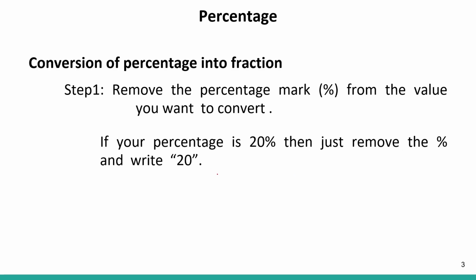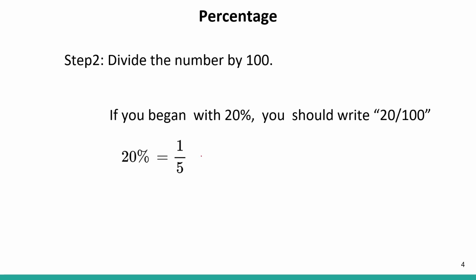So let's go forward. Let's remember conversion of percentage into fraction. What was step one? The step one was to remove the percentage mark first. So you are given 20%, then you just remove the percentage symbol first. Then what you are left with is 20. Then you divide the number by 100. So if you begin with 20%, you should write 20 by 100. If you begin with 30%, you will be writing 30 by 100. So what is 20 by 100? 20 into 5 is equal to 100. That's why it is 1 by 5.